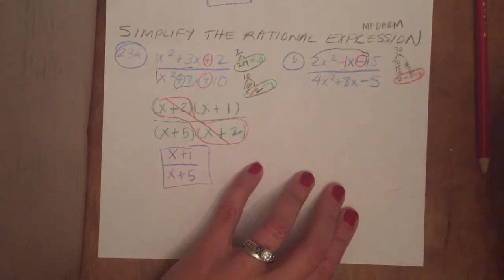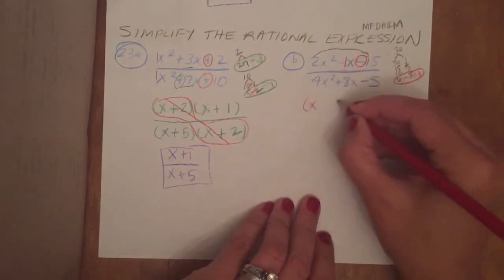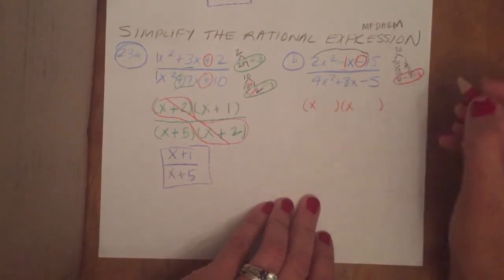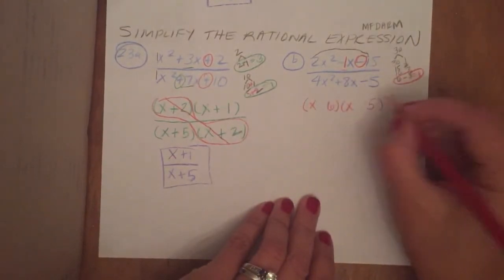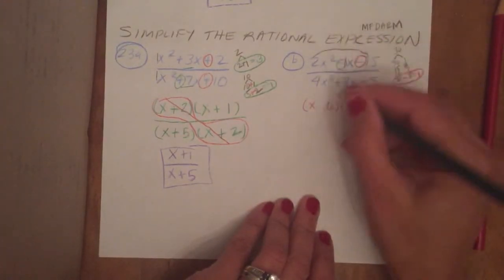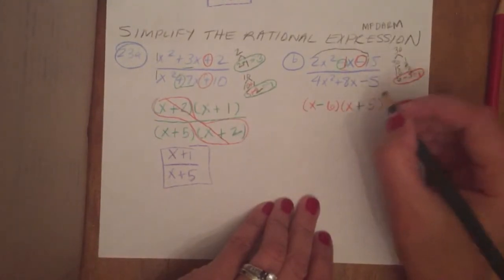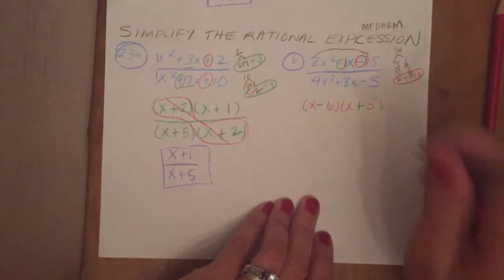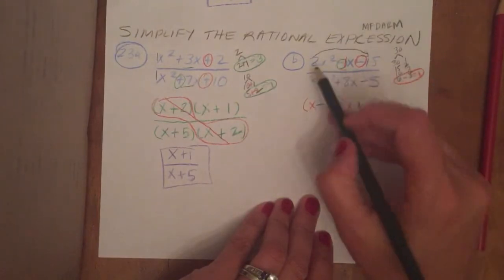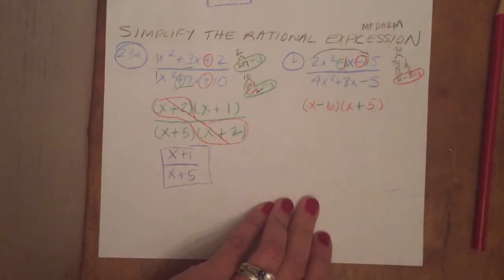So I'm going to write up top x and 6 and 5. And because my b value is negative, I'm going to give the 6 a negative. And because my c term is negative, we have to have a negative times a positive. But we're not done yet. When the a value is not 1, you're not done yet. You have to complete the MF DARM process.